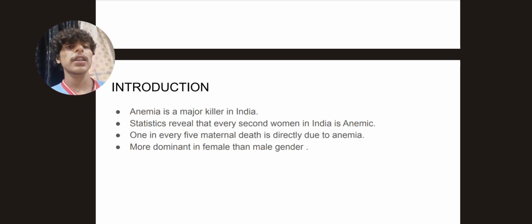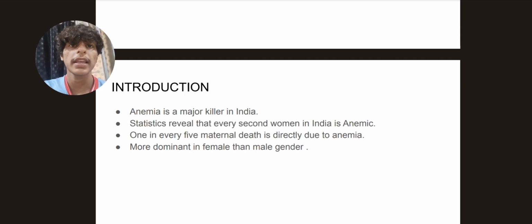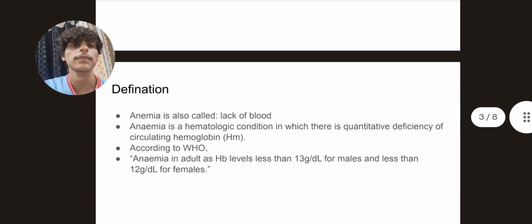Anemia is a major killer in India. It states that India is majorly affected by anemia. The second point, statistics reveal that every second woman in India is anemic. It means anemia is more dominant in females than males. So that was for the introduction. Now let's move towards the definition.